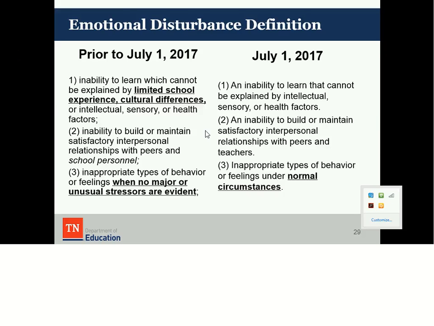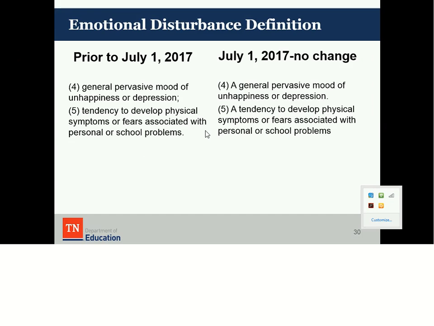The other characteristic that was changed is number 3. It previously read, inappropriate types of behaviors or feelings when no major or unusual stressors were evident. And it now reads, inappropriate types of behaviors or feelings under normal circumstances. Again, that language was changed because it reflects IDEA statements. And again, further guidance can be found in the guidance evaluation packet. Nothing changed for characteristics 4 and 5. It's still expected that a student may display a general pervasive mood of unhappiness or depression, or a tendency to develop physical symptoms or fears associated with personal or school problems. Again, a breakdown of how those might be manifested is included in the guidance document.